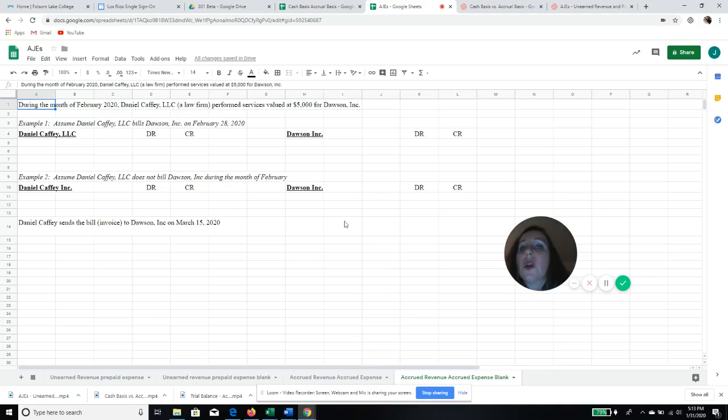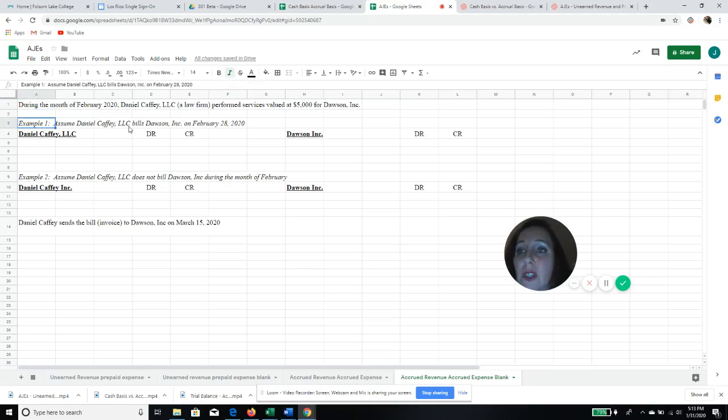Okay, so our example is going to be Daniel Caffey LLC, a law firm, performing services for Dawson Inc. During the month of February, they performed services valued at $5,000. Daniel Caffey performed legal services for Dawson Inc. in the amount of $5,000. All right, so in a perfect world, they've performed the service, they've earned the revenue, so they're going to bill the customer.